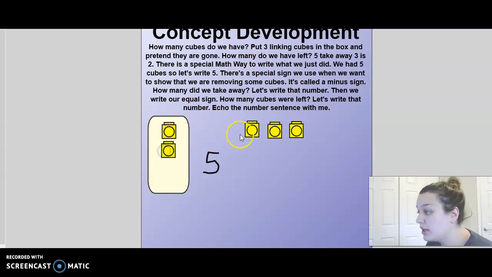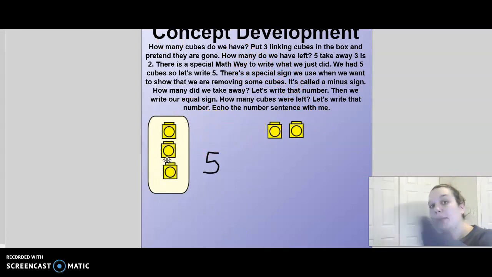So we took 3 away. We didn't add them and get more. We took them away, and now we have less. So we have to use a special sign, and I'm going to do it in red. It's called a minus sign. And that shows that we're using subtraction. So we have 5 minus, and how many did we take away?